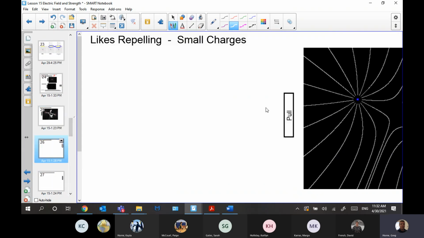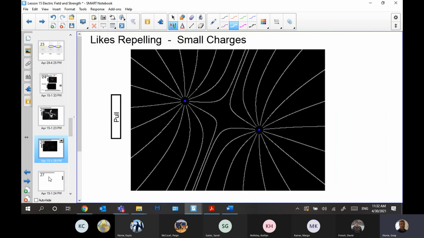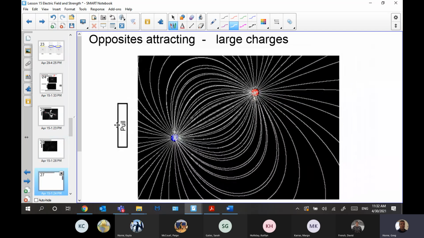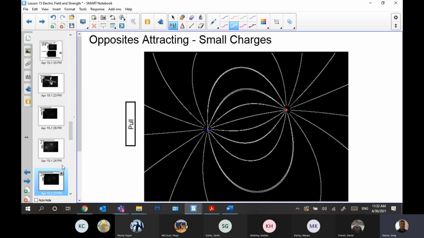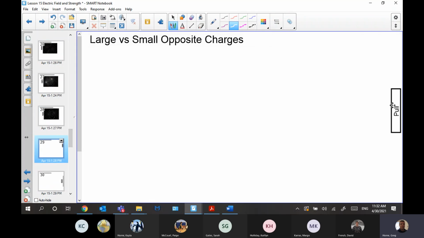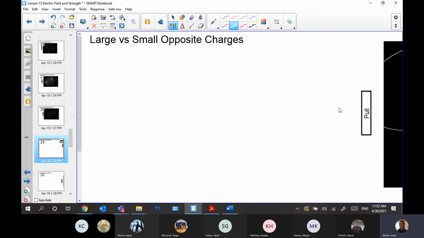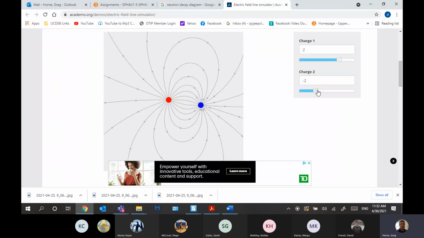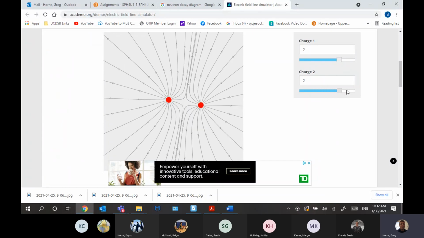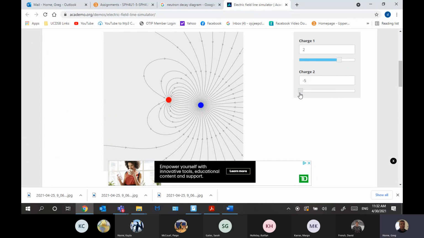It's kind of a weird way of describing it, but there's another version of that. I've shown the like charges one, so that's the same as that. And this is like charges when there's fewer lines. It's all good. So this is the large versus small when you have opposite charges. I can just do that in real time here instead, it's nicer. If I crank up one of these to be way bigger, and I want opposite charges, right?